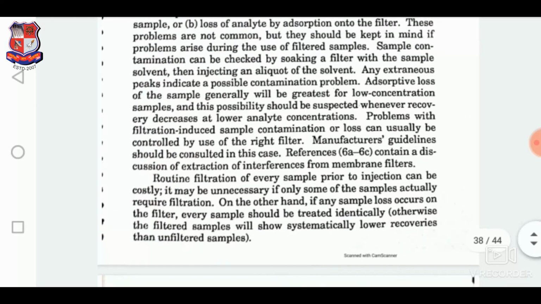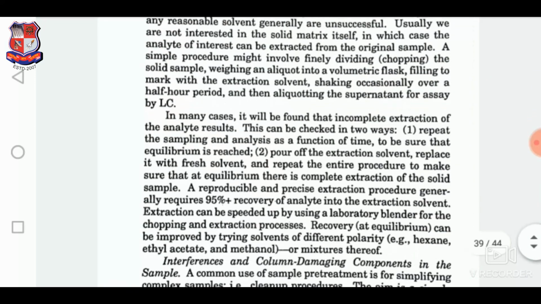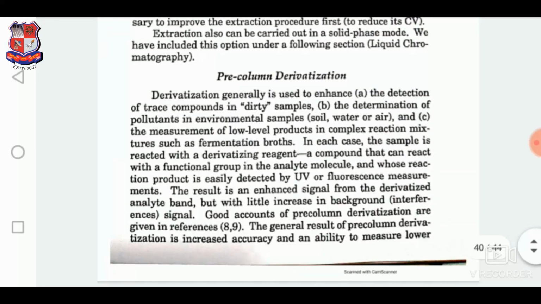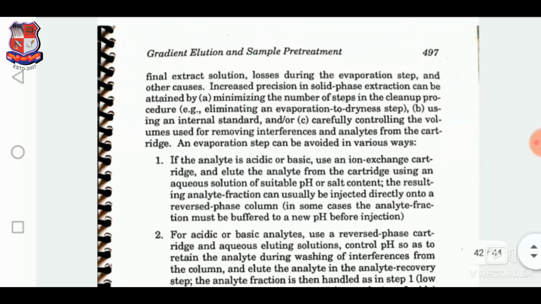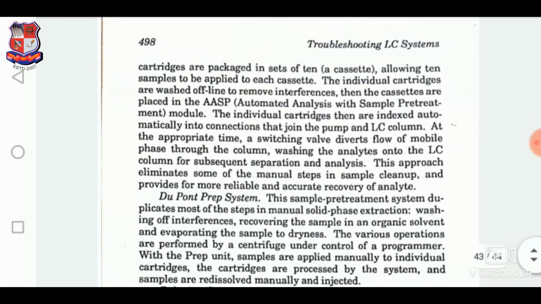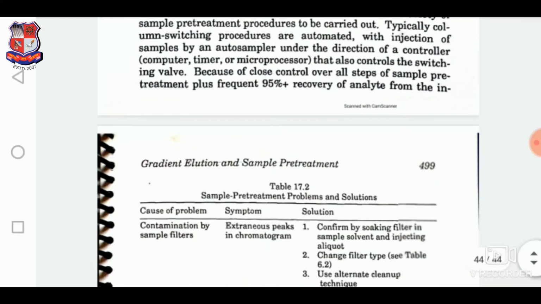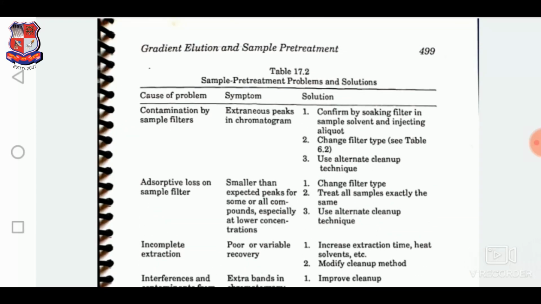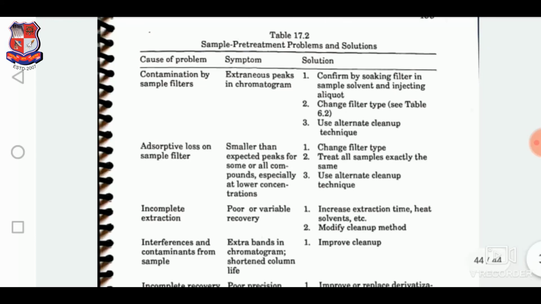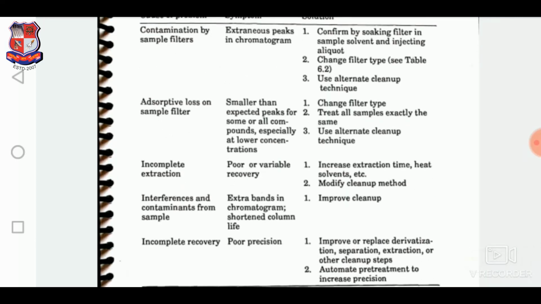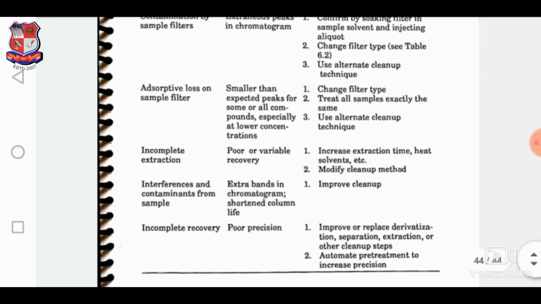Filtration is also necessary. Extraction, precolumn derivatization, automation is also required for samplers. So these are some sample pretreatment problems and solutions. Contamination by sample filters. So solution can be confirmed by soaking filter in sample solvent and injecting aliquots, change filter type, and use alternate cleanup. Adsorptive loss on sample filters, change filter type and all that thing.